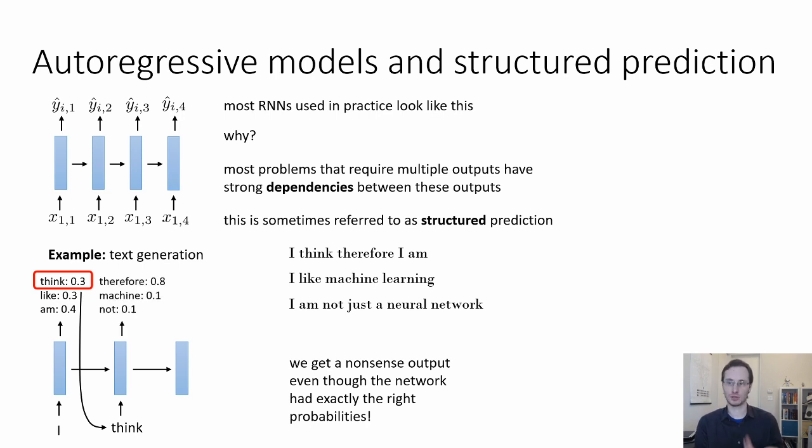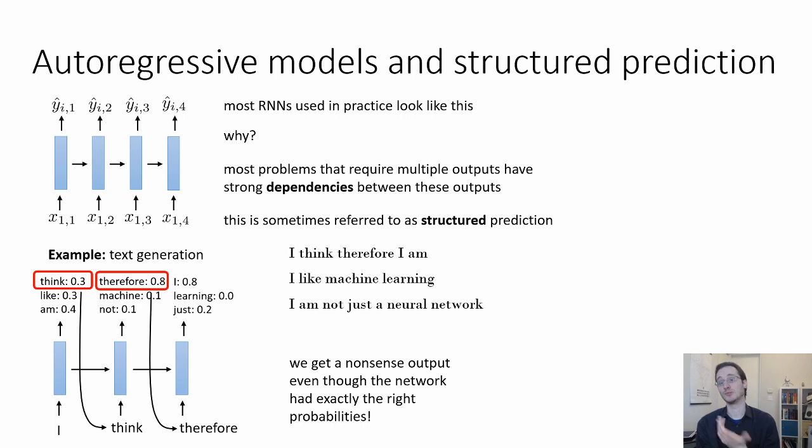And now it's going to correctly predict that if the first two words are, I think, the third word is probably going to be, therefore. And it will sample that word, feed that in as input, and then complete the fourth word, which most likely is I. So then it will correctly generate, I think, therefore I am. If on the first time step it randomly samples like, then on the second time step, it'll assign a much higher probability to machine.